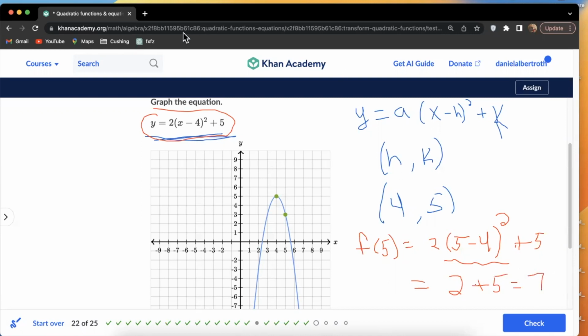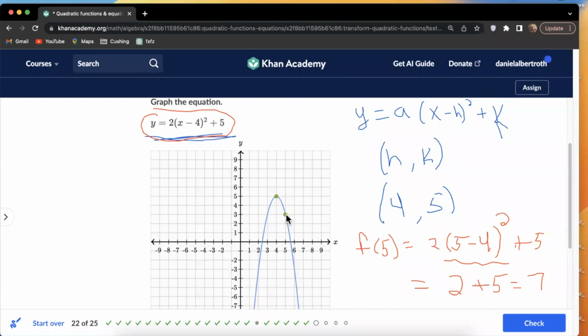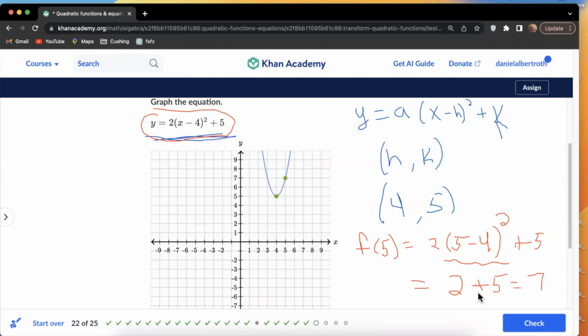So this gives us 7. When the input for this function is 5, the output is 7. So this point here, (5, 7), is on the graph, and this point here is the vertex, (4, 5). I think that's all I needed. Hopefully it likes this and I'm all right.